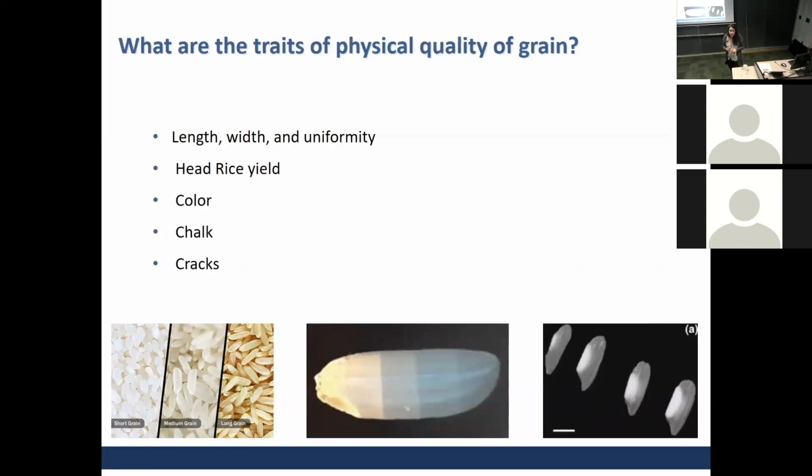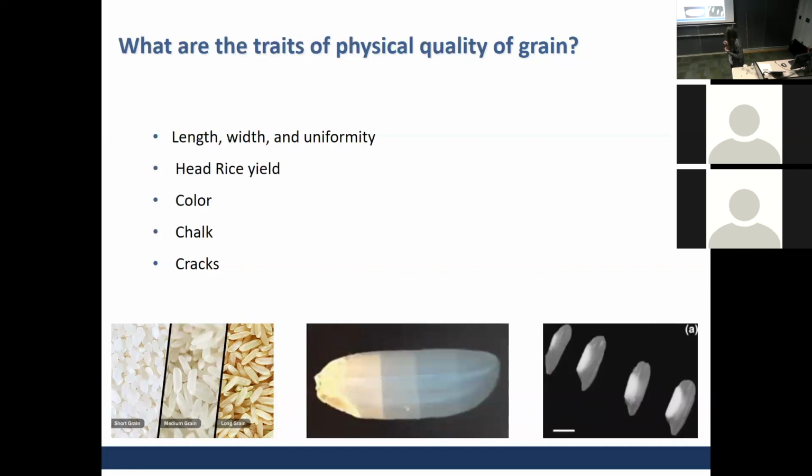Grain quality is very important too. And since we export most of our production, we really need to meet those high standards in international markets. So the main components of physical quality are length and width, which determine which kind of grain we're having, either short, medium, or long grain.